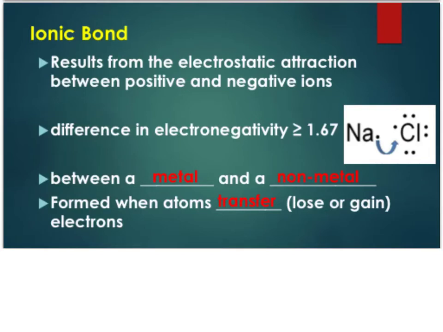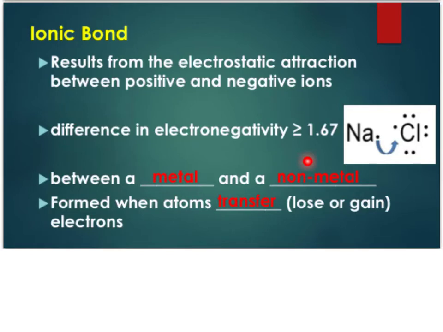So now we're going to talk in detail about the types of bond. We start with ionic bonds. An ionic bond results from the attraction between a positive ion and a negative ion. The difference in electronegativity is greater than or equal to 1.67. So if we take the electronegativity of the elements in the bond and subtract them, find the difference, it's going to be greater than or equal to 1.67. It's going to be formed between a metal and a non-metal.